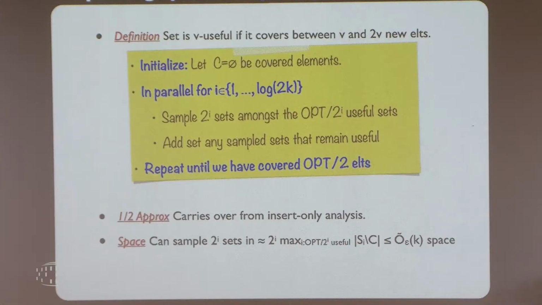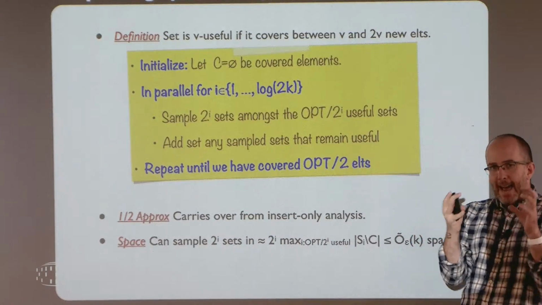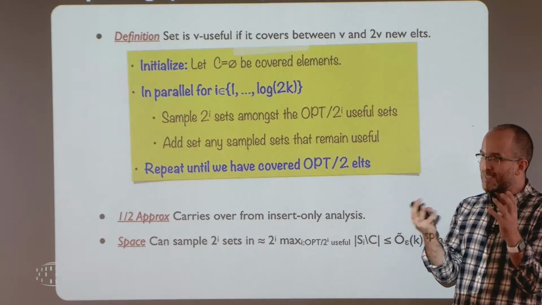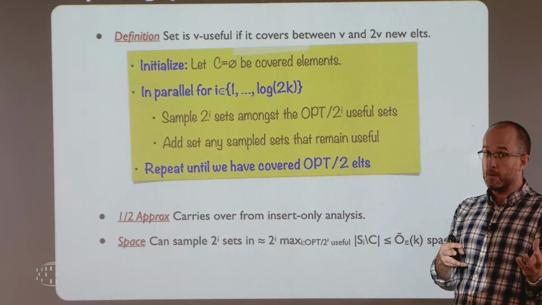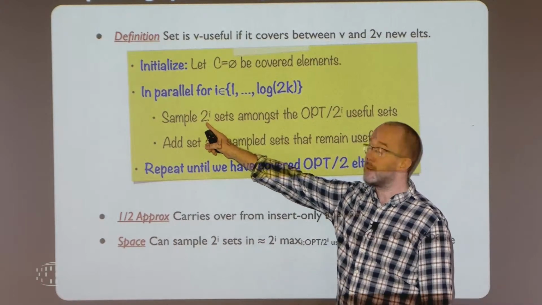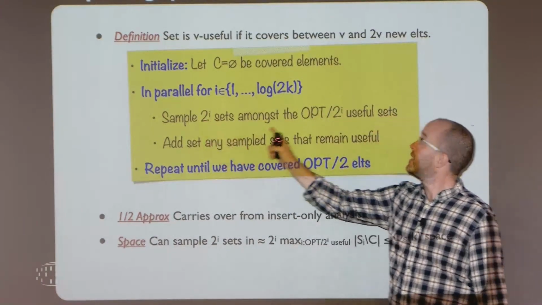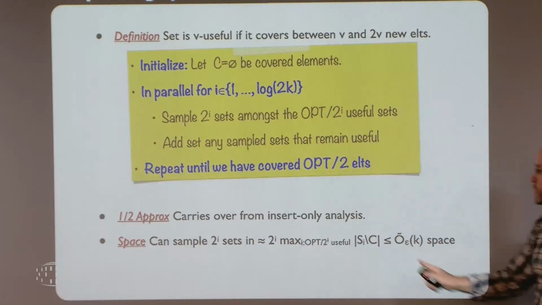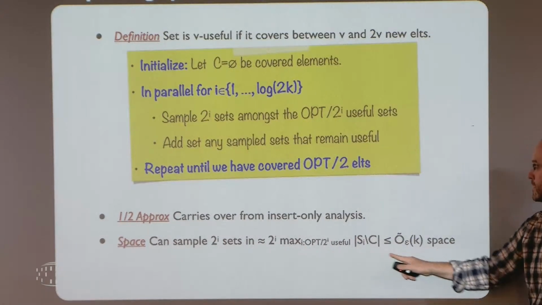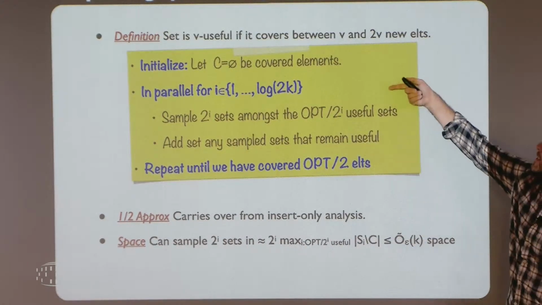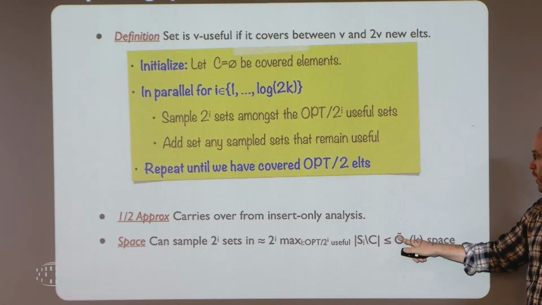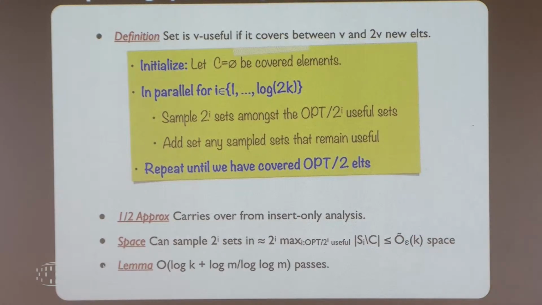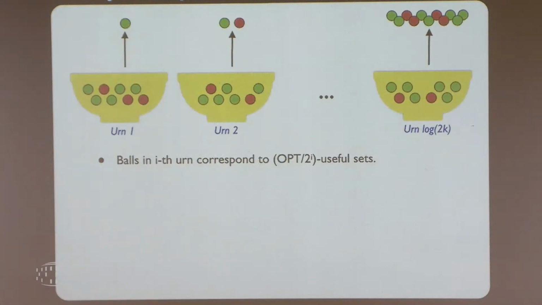Where this helps is that the sets that add a lot are expensive to sample, but we don't need many of them. So rather than sampling k sets of a certain size, we're going to sample 2 to the I sets amongst elements that add approximately this much. This allows us to decrease the space complexity of the L0 samplers to linear in k. And we're doing this log k times in parallel, so this is one of the log k's absorbed here. Ultimately, we get that many passes. This also achieves a factor half, but it's actually not that difficult to go all the way.